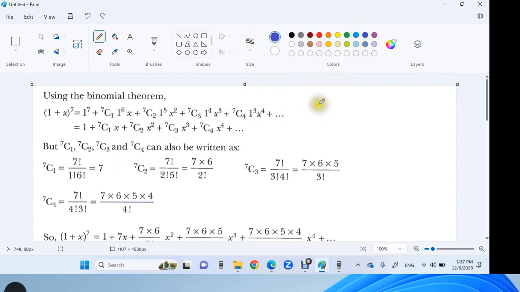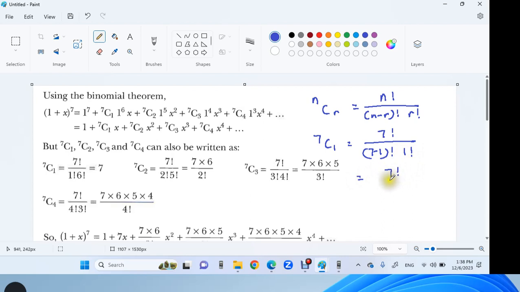Okay, so the definition for nCr, if you have no idea about this one, I will introduce it to you here. It will be n factorial over (n minus r) factorial and r factorial. So for 7C1, it will become 7 factorial over (7 minus 1) factorial and 1 factorial. It will become 7 factorial over 1 factorial, 6 factorial.